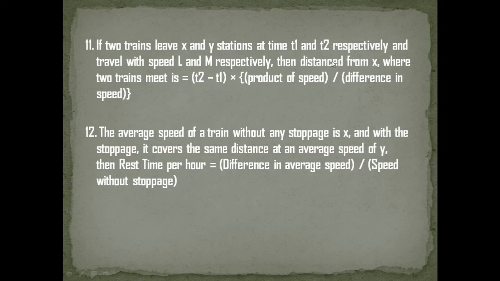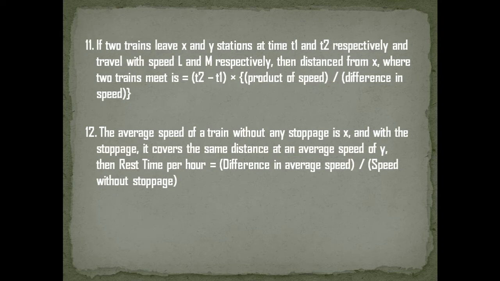Okay, then the distance from X where the two trains meet is, so we can say that both the trains are starting at different times and leaving from different stations, and they are running at different speeds. Then the distance from X, meaning from one station, at which they are going to meet. Where the two trains will meet, meaning at what distance they will meet. That will be the question.